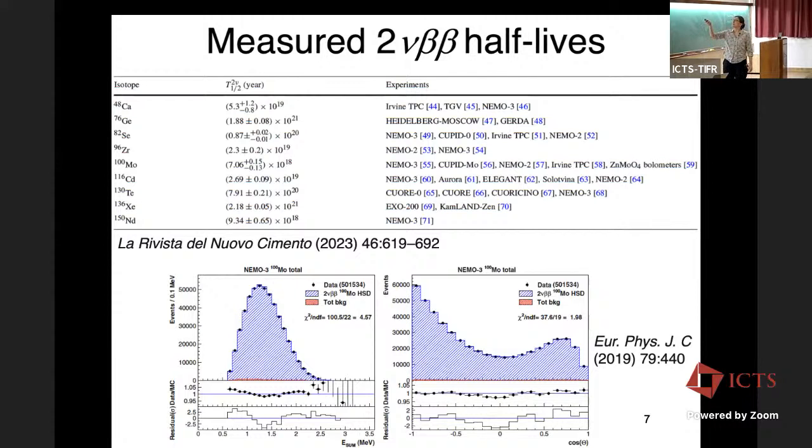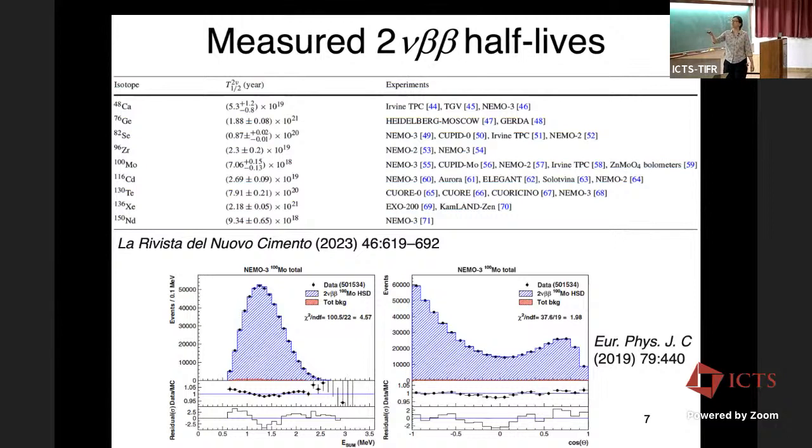And you'll also notice that these have been measured by a large number of different kinds of experiments, right? So it's a large number of isotopes. Many of them have been measured by NEMO-3. I'll talk a little bit about NEMO in just a few minutes. But then we see a lot of other experiments. You'll see many of these again. Some of them are relatively small, specific experiments to look just for the 2 neutrino double beta decay. But a lot of these are actually demonstrators on the way to larger scale 0 neutrino double beta decay experiments.